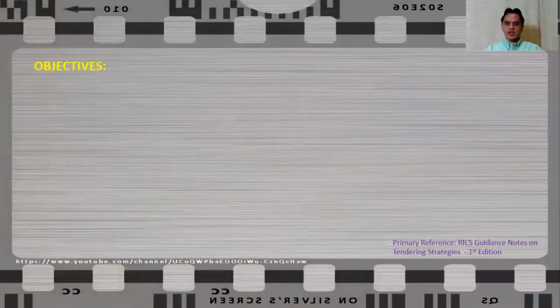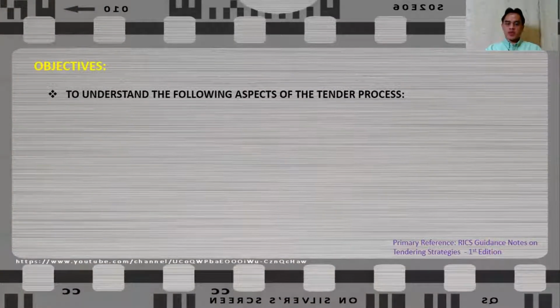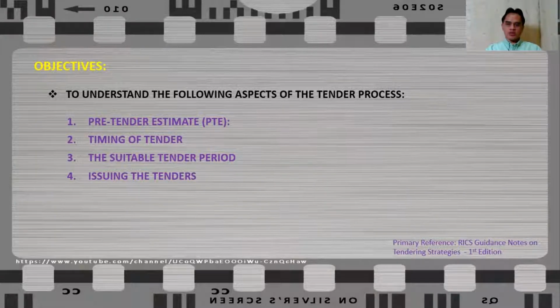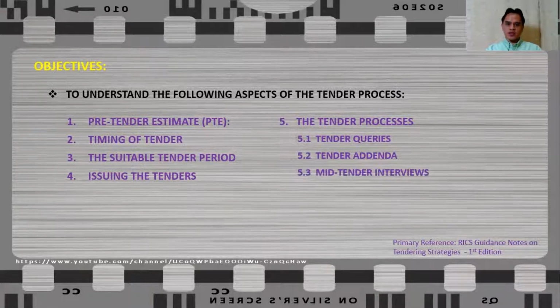Our objectives for this discussion is to understand the following aspects of the tender process: pre-tender estimate or PTE, timing of tender, the suitable tender period, and how to issue tender documents. And once the tender documents are issued, let's talk about the processes that will follow, such as tender queries, tender addenda, mid-tender interviews, and let us discuss how to deal with tender withdrawals, or when the contractor will withdraw during the tender process. The primary reference for this discussion is the RICS Guidance Note on Tendering Strategies, first edition.